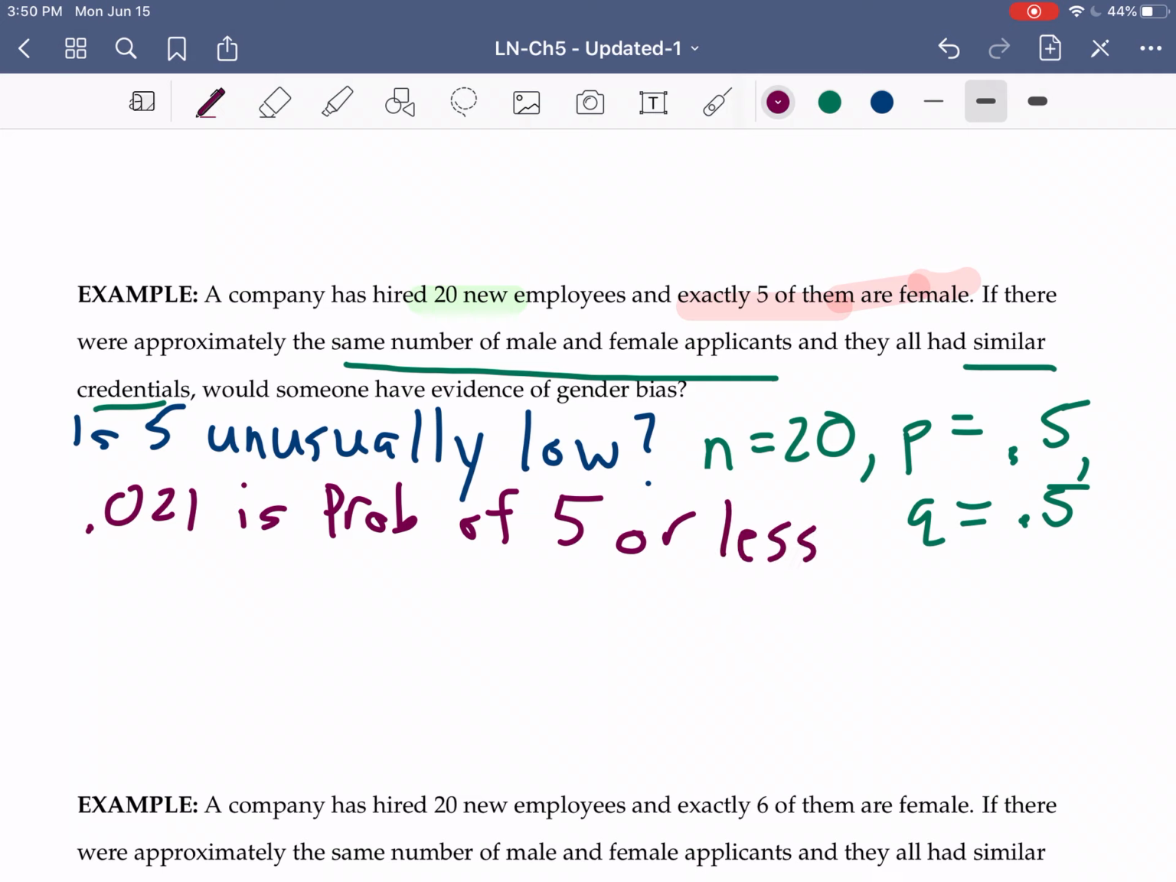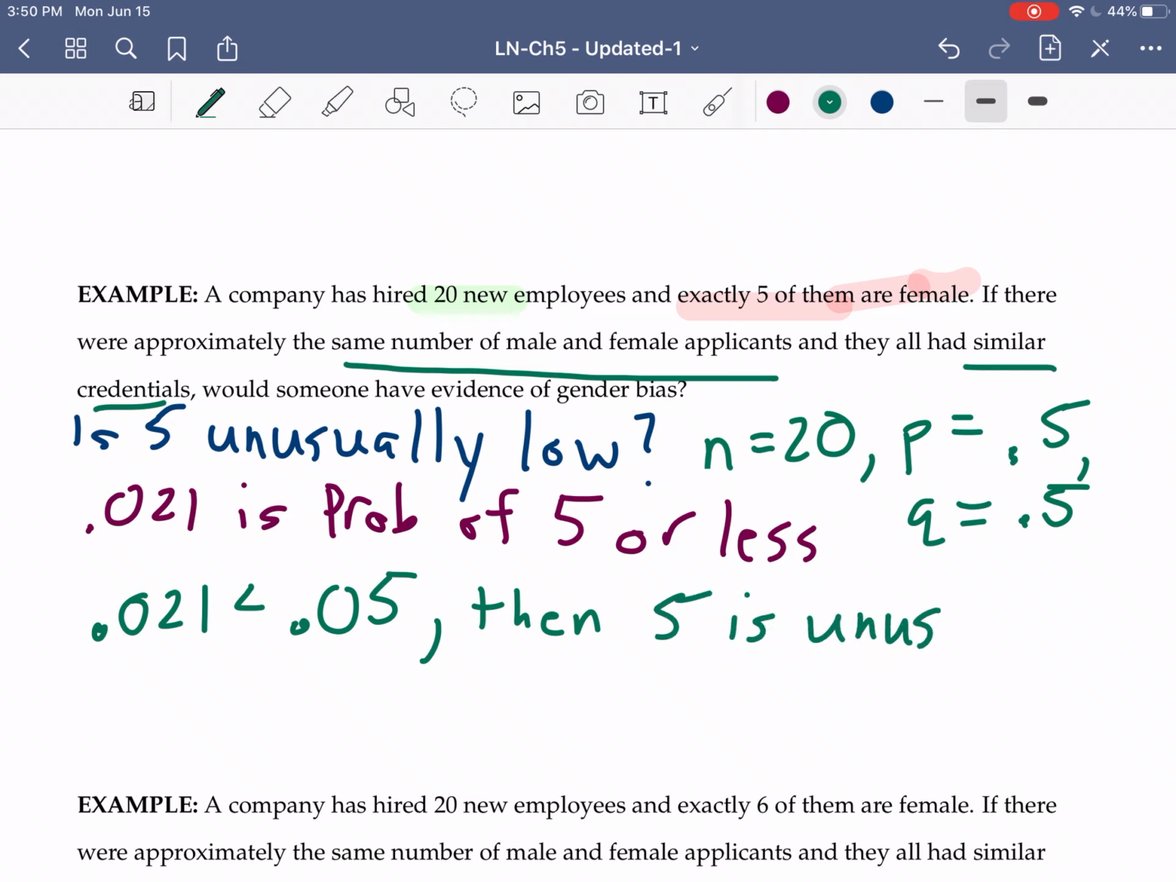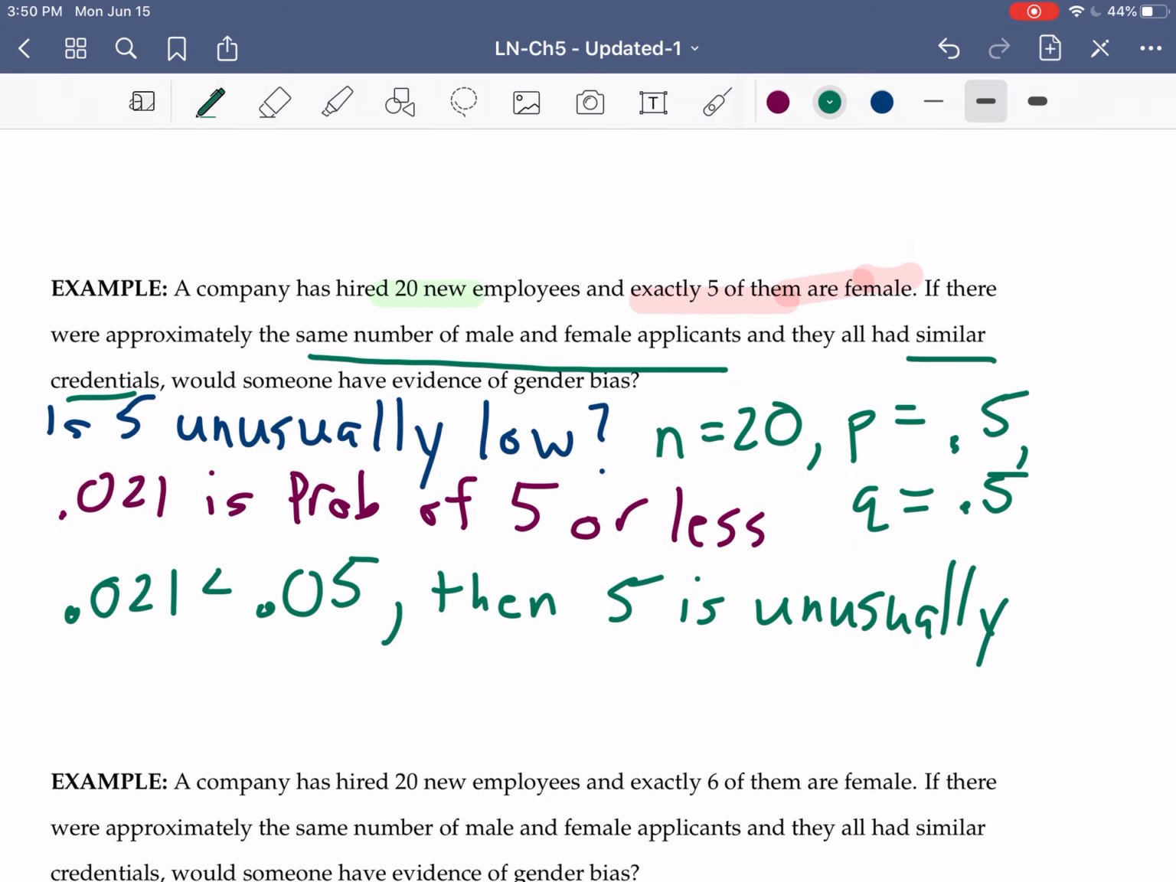Since 0.021 is less than 0.05, then 5 is unusually low. There is some evidence of bias.